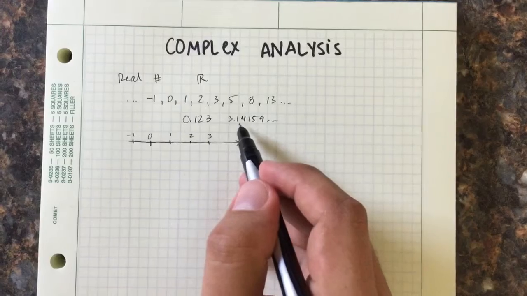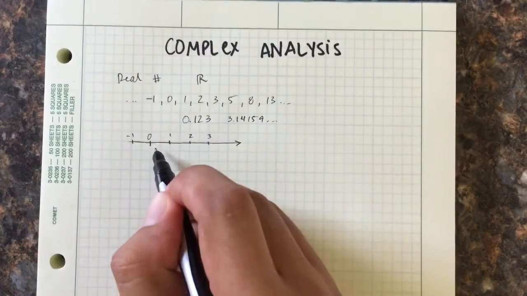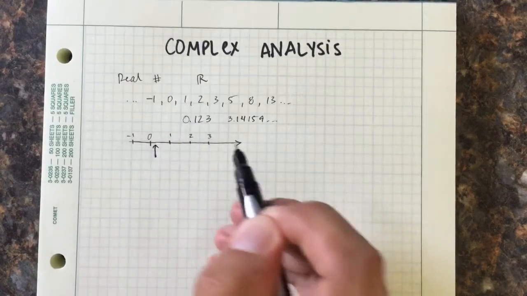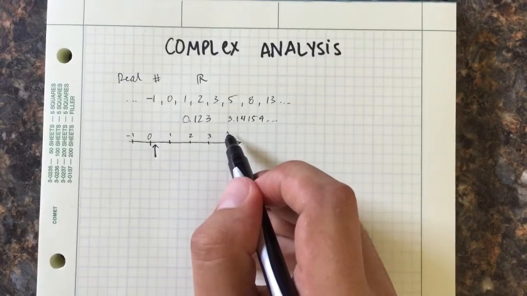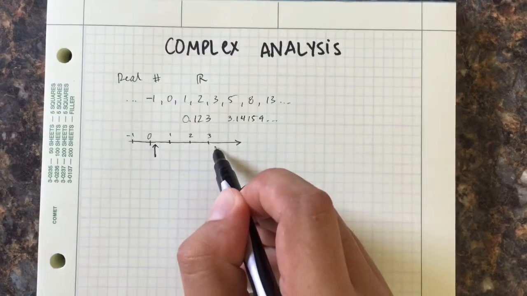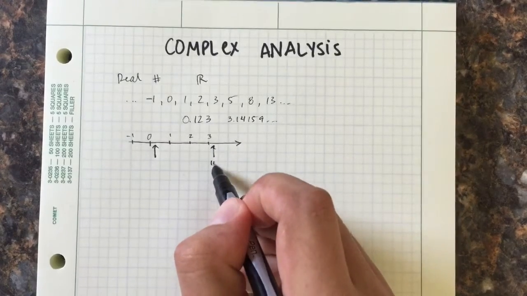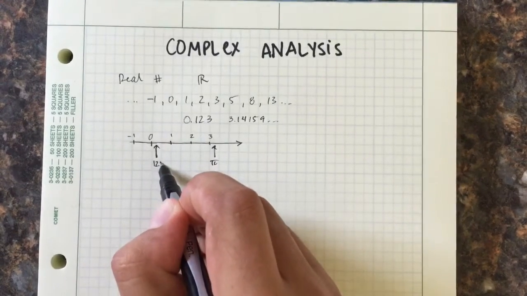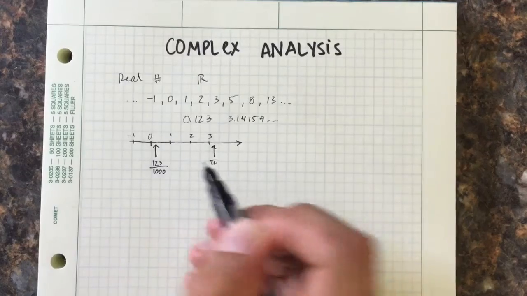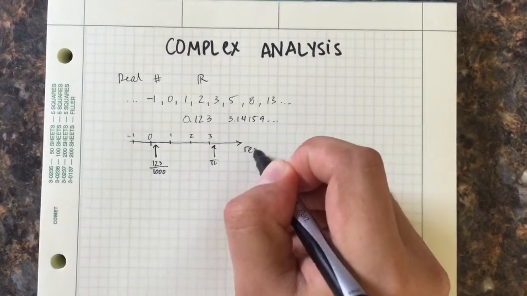Rational and irrational numbers such as 0.1 to 3 would live between integers, and the number pi, 3.14, would live somewhere here. So there's pi. Here's 123 over 1000. Alright, so these are the real numbers.